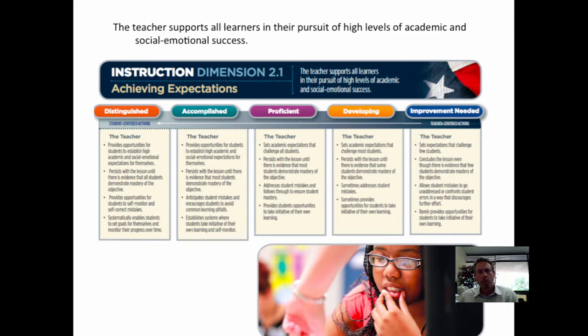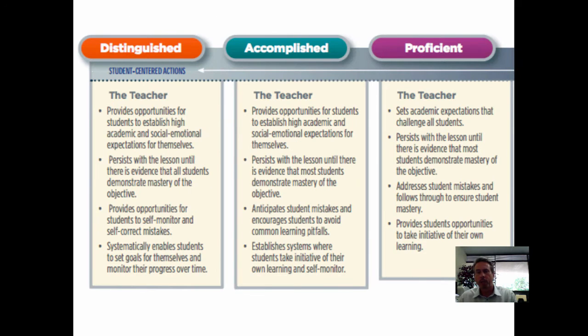When we look at 2.1, it's the teacher supports all learners in their pursuit of high levels of academic and social emotional success. This statement actually talks about some of the important components here. You're supporting the learners in the learners' pursuit of high levels, so you get the learners involved and try to make them as autonomous as you can throughout the process.